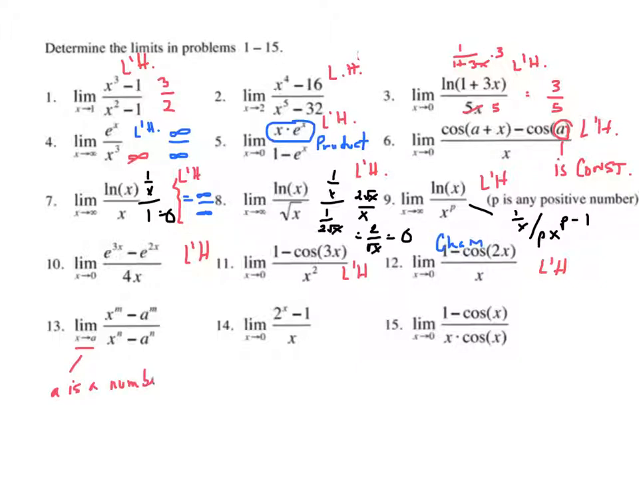So the derivative of it would be 0. So if we did L'Hopital's rule, we'd have m times x to the m minus 1 and n times x to the n minus 1, because the derivative of these two things here would be 0. Okay. This one, as we put in 0, we get 1 minus 1 over 0, so L'Hopital's rule.